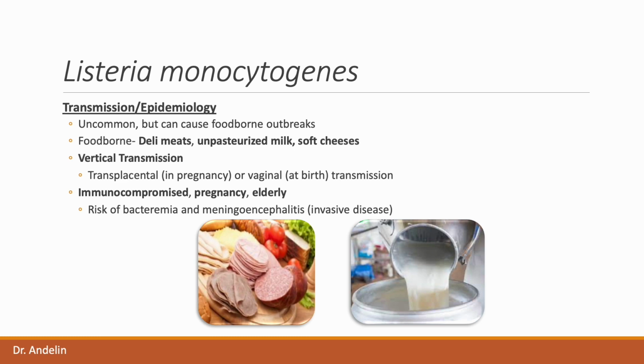While Listeria is uncommon, it can cause foodborne outbreaks. It is typically transmitted through ingestion of contaminated deli meats, unpasteurized milk, or soft cheeses made from unpasteurized milk. Additionally, in pregnant patients, it can be transmitted transplacentally or vaginally at birth to the infant. This is called vertical transmission when it's passed from mother to baby.